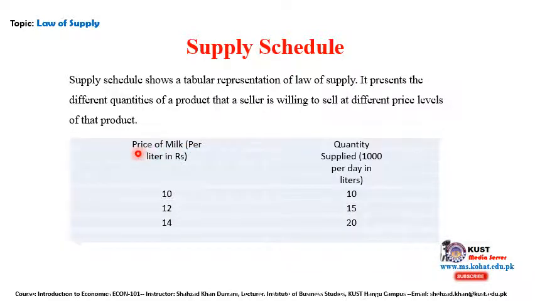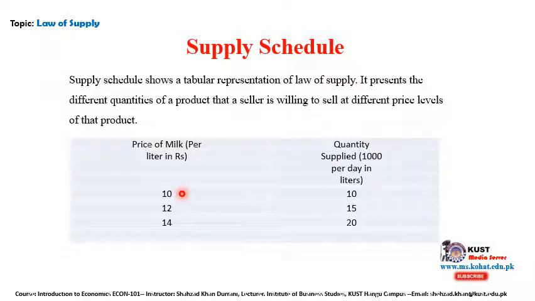Here, for example, on one side we have the price of milk per liter, which is given in rupees, right? So per liter the price is 10 rupees. Then there is an increase in the price from 10 to 12, and then from 12 to 14. And on the other hand, the quantity supplied, how much the producer is offering to the market, in liters per day. So he's offering, for example, 10 liters, then 12, and then 15 liters. These are the quantities supplied.